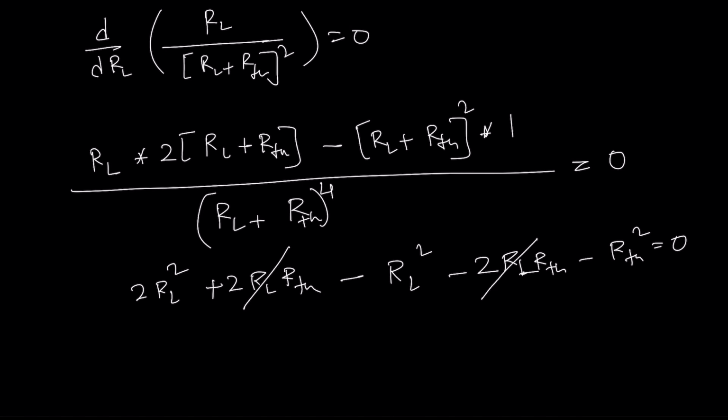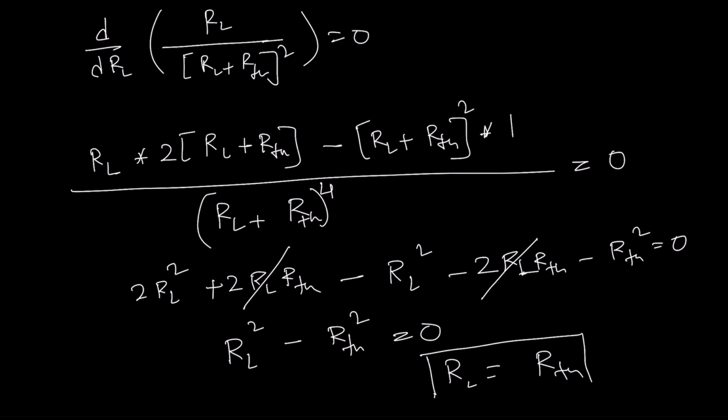2RL RTH cancels out. From here we can write down RL squared minus RTH squared equal to 0. And from here RL should be equal to RTH. We cannot consider it negative, right? Why? As the resistance cannot be negative here. So RL should be equal to positive RTH. So, hence proved, the maximum power will be delivered from source to the load when the load resistance is equal to the Thevenin resistance. Okay, this is for the DC.